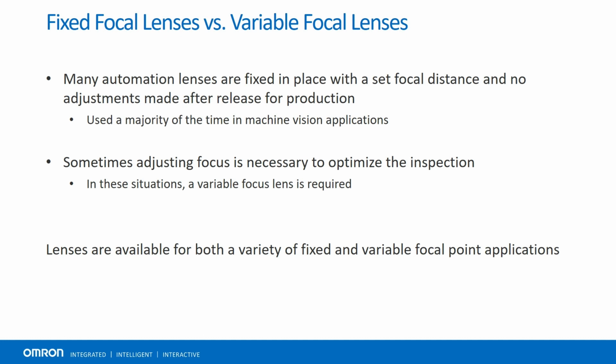We mentioned that there are options available for both fixed and variable focal lenses. A majority of the time, a fixed focal lens is used for applications where the object is always appearing at a set distance from the camera and will not change. However, understanding that variable focal lenses allow for quick adjustments to focus, it is possible to create an inspection where the inspection object sometimes appears closer or further away from the camera. Omron has a wide variety of lenses for both fixed and variable focal point applications.